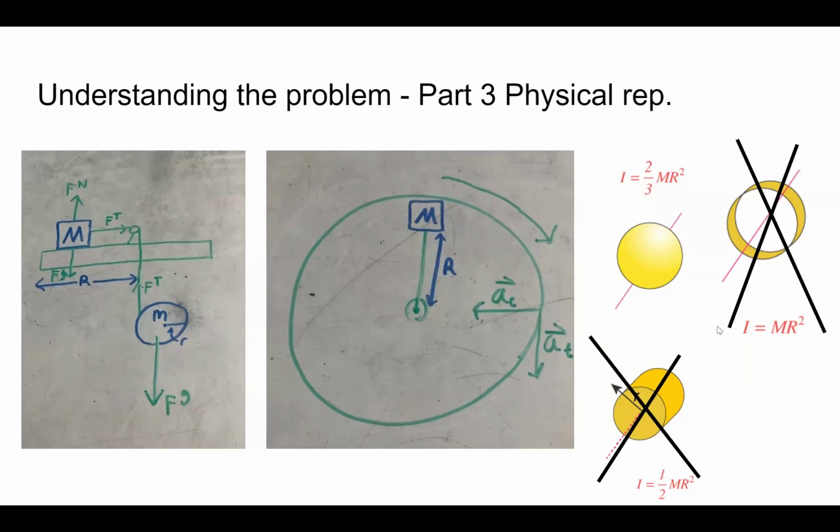These pictures we got off the internet, which show the inertia of the block, the inertia of the turntable, and the inertia of the ball. But we only need this one for our equation, which is I equals 2/3 mr squared.